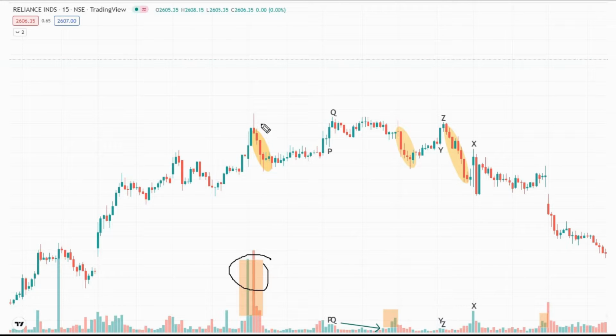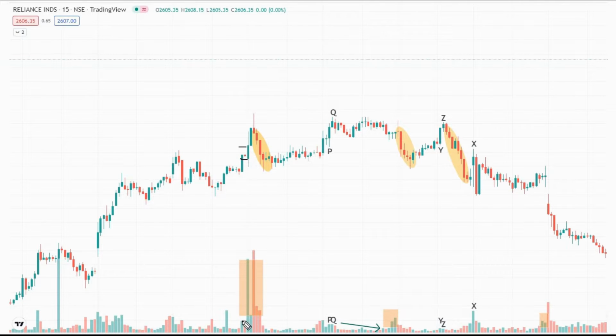Okay, and see the price behavior. This is very important. Here the volumes are very high, but the price movement is not that great. Look, for instance, this volume. This is huge volume, but the price movement is very small.